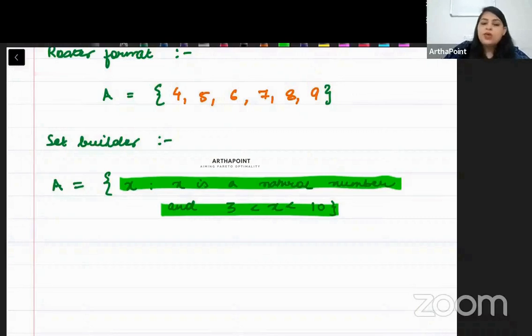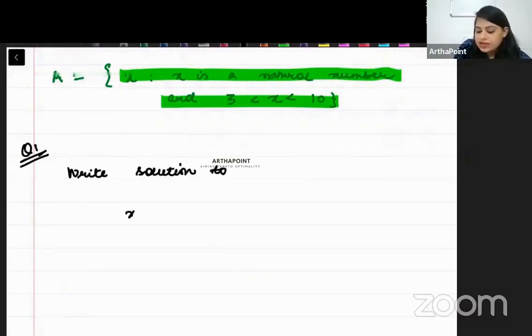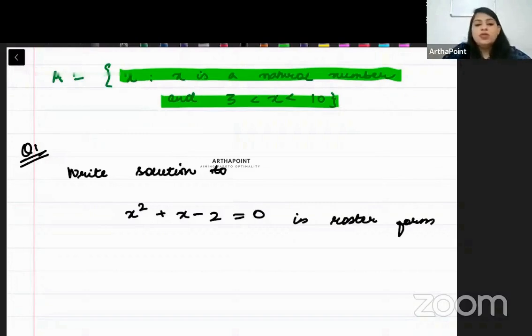ठीक है? Now I will give you some questions and let us practice those. So question number 1 for the day. Write the solution to x square plus x minus 2 in a roster form. You need to write this solution in the roster form. ठीक है? करते हैं. Let's solve this.